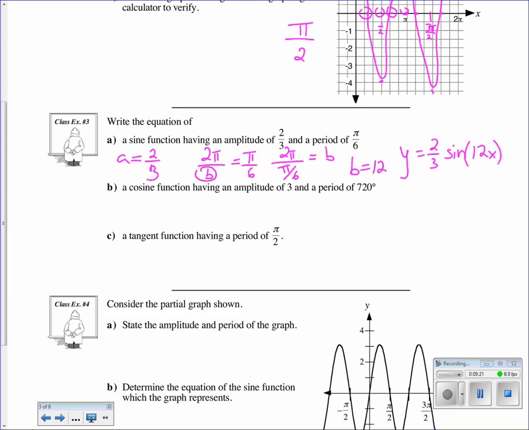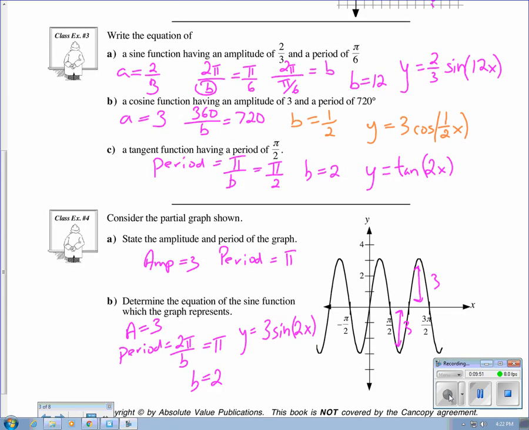Put brackets around that. A cosine function having an amplitude of 3 and a period of 720. Again, amplitude is my A value, and that's 3. We're talking about a cosine function with degrees, so that's nice. So 360 divided by B is supposed to be 720. We've seen this already, actually, and you can solve for B.